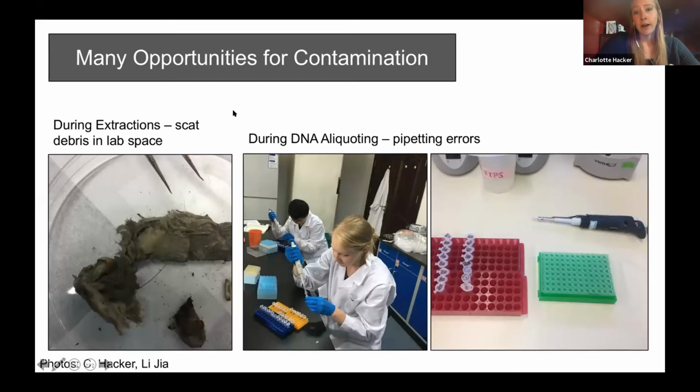And then DNA aliquoting. Pipetting, every once in a while, you might accidentally put one sample into another sample, or you forgot to change your tip, or there are several avenues where, during the process of pipetting, you can make some errors and accidentally contaminate. And so that's another thing to think about that's going to ultimately affect something like allele calling, because you're going to have all these crazy peaks because you have more than one snow leopard in your data set.